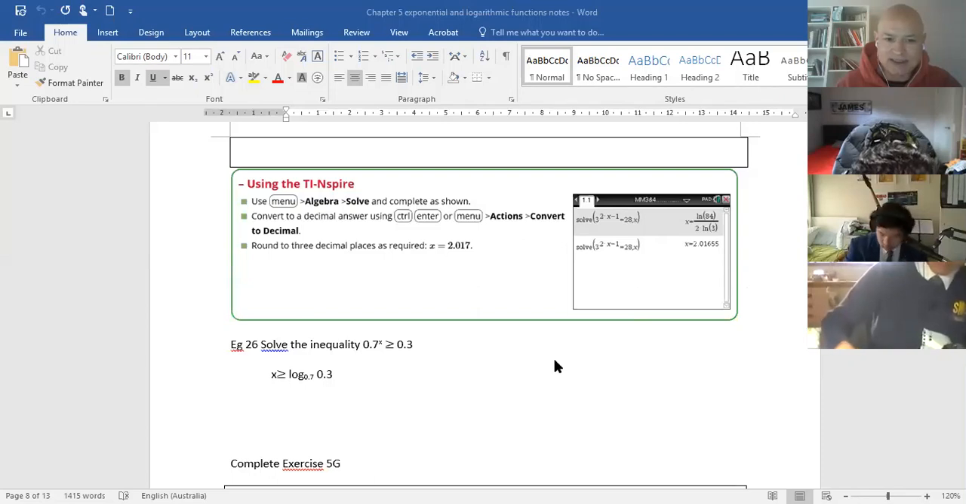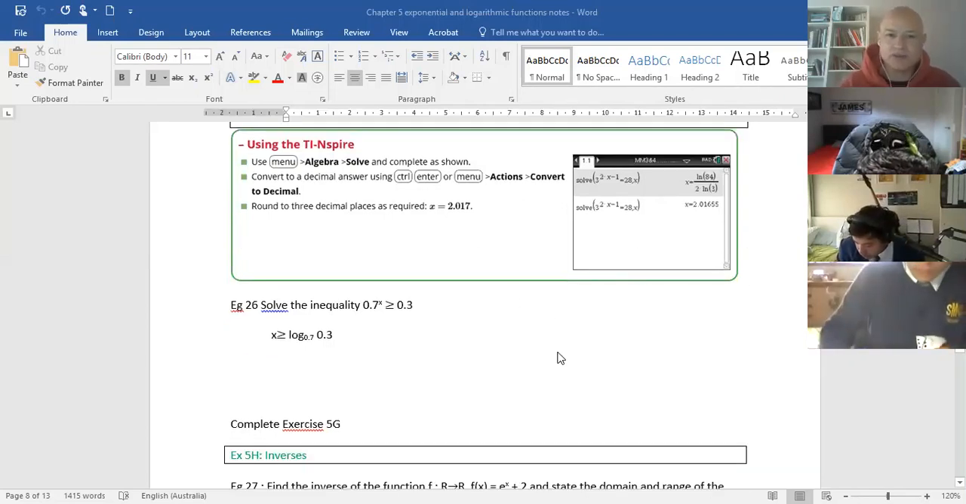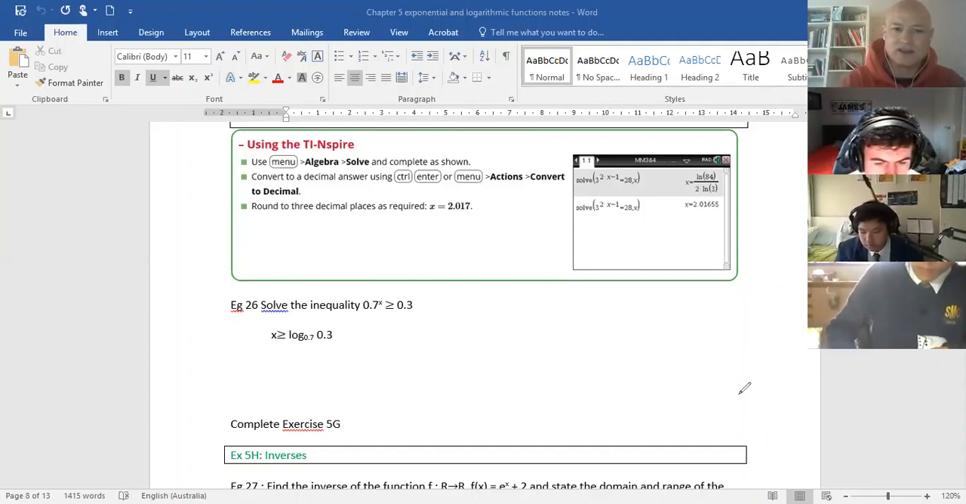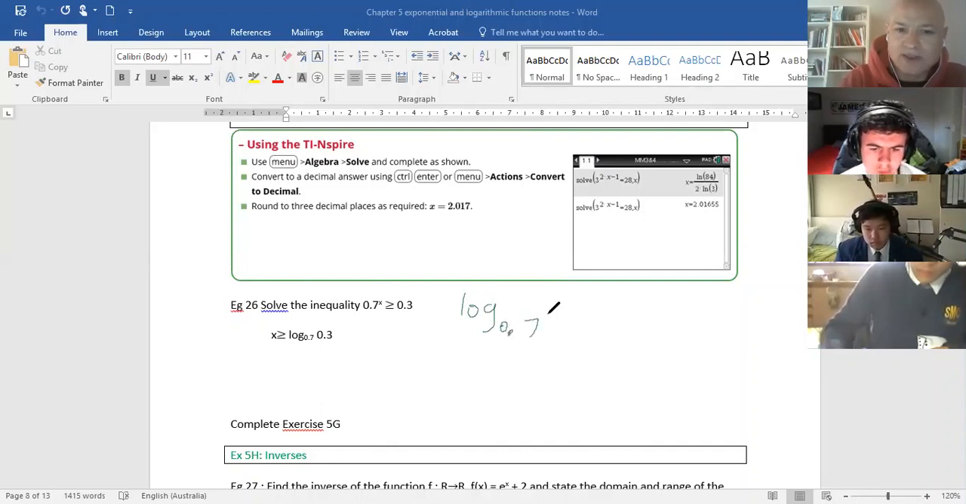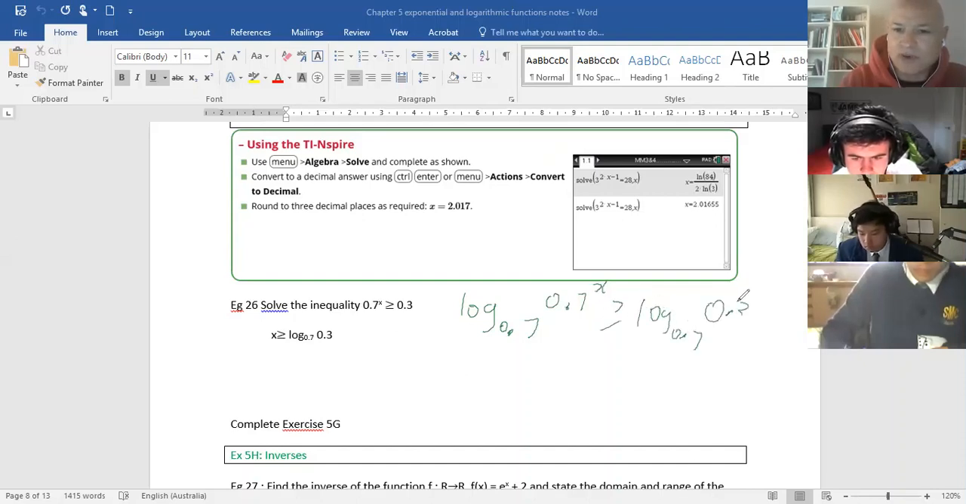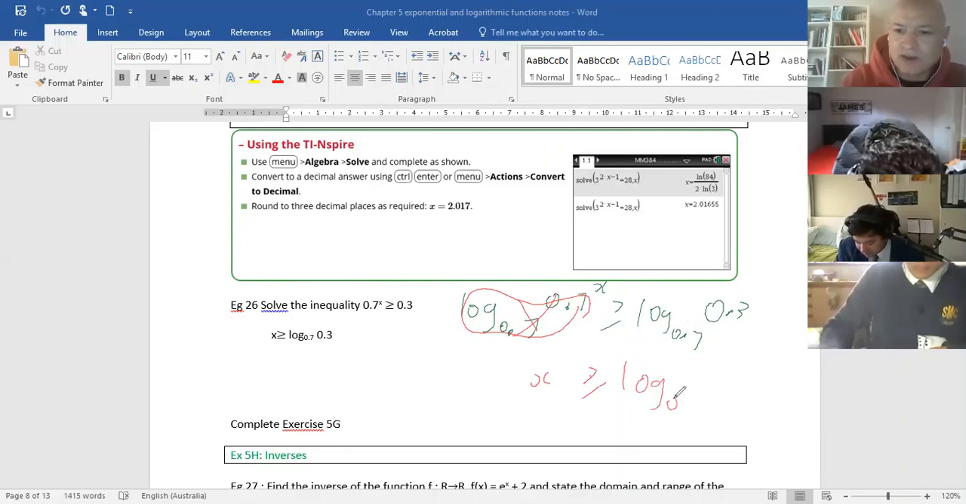All right, example 26. Solve the inequality 0.7 to the power of x is greater than or equal to 0.3. Again, the same thing applies here. We're going to take, and I didn't write it in, but I'll write it in here, log base 0.7 of 0.7 to the power of x is greater than or equal to log base 0.7 of 0.3, because these two we can't make as 1, so we just get x here is greater than or equal to log base 0.7 of 0.3. And then just get your calculator out and work that out.